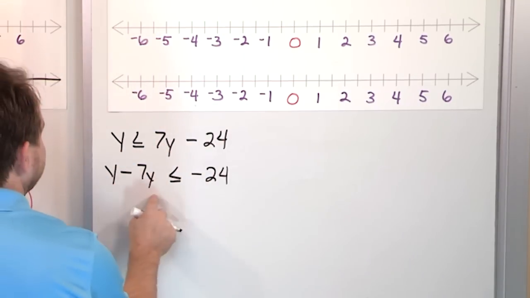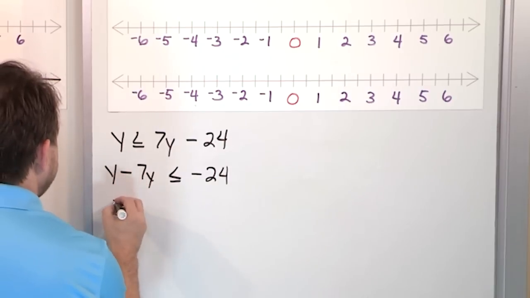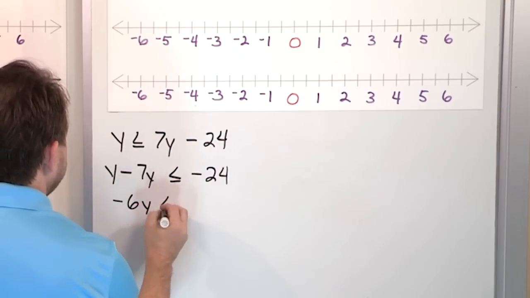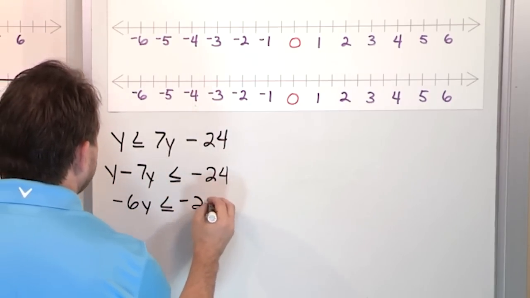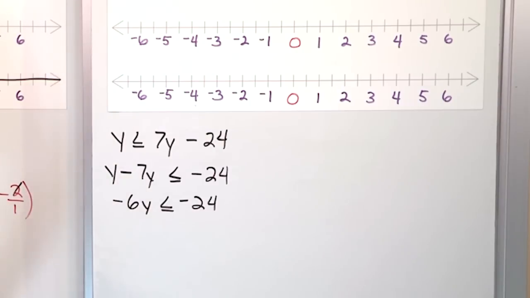And what do we have when we do this subtraction? 1 minus 7, you should know now, is negative 6y, and it's going to be negative 24, right, like this. So what's the final answer?